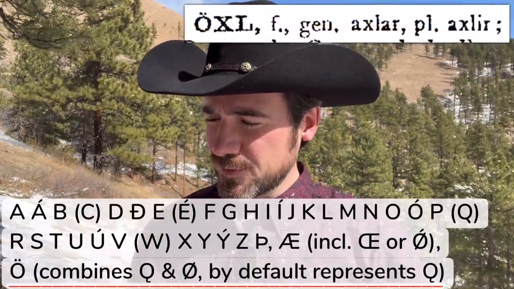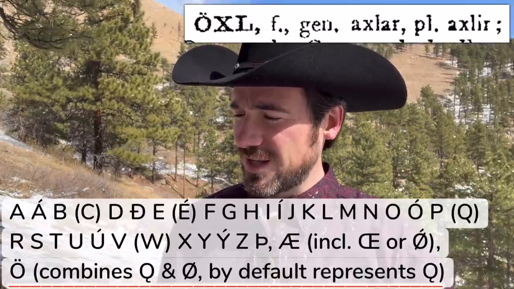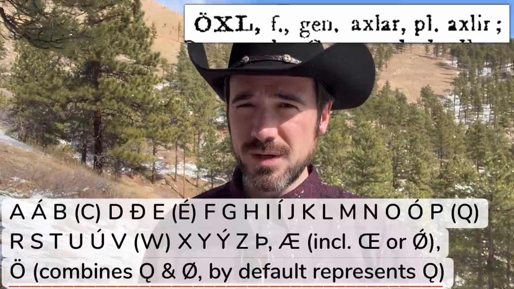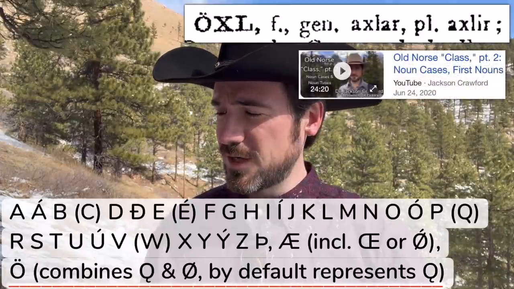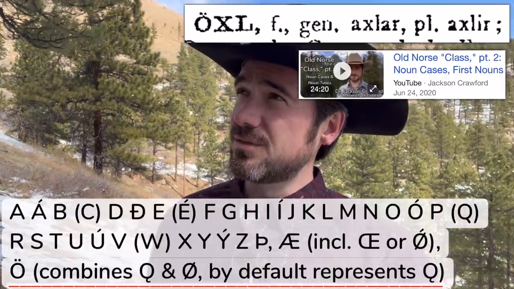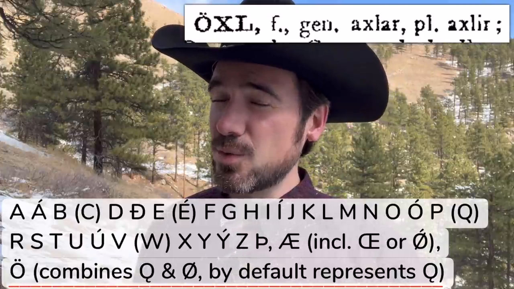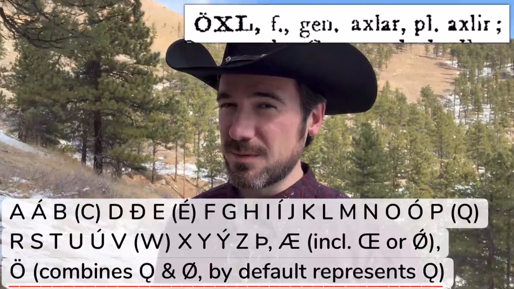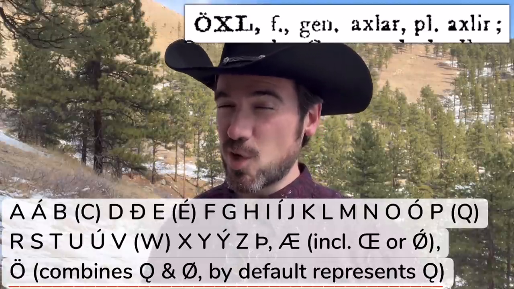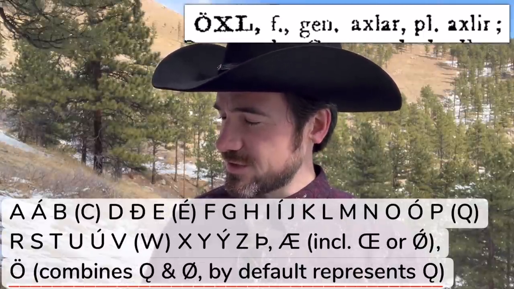Just to show you that the o caudata is the default reading, if you look up öxl, like axe, you're going to see that it's a feminine with the genitive axlar, the plural axlir. So if you've done any Old Norse, you know that feminine nouns that have an a in their oblique endings, like their genitive and nominative plural, that a is going to be affected by a u that used to be there in the nominative singular, so that the nominative singular is u-mutated. That would give you öxl, showing you that o caudata is what's meant by the o with two dots here, which is what you'd expect.